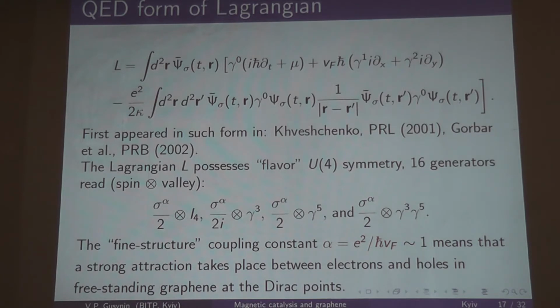The coupling constant is big in free graphene. We have strong interaction between electrons and holes in freestanding graphene. Of course, if you put graphene on a substrate, where we have a dielectric constant, alpha will be much smaller.